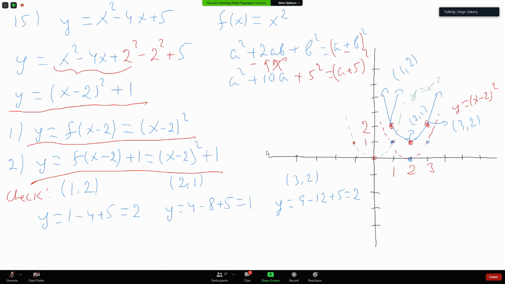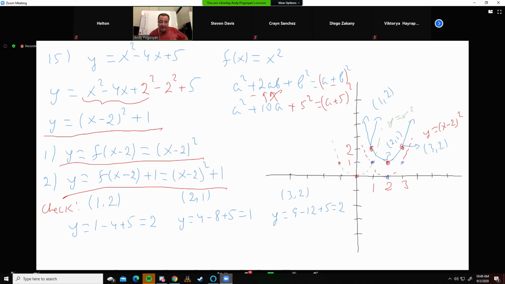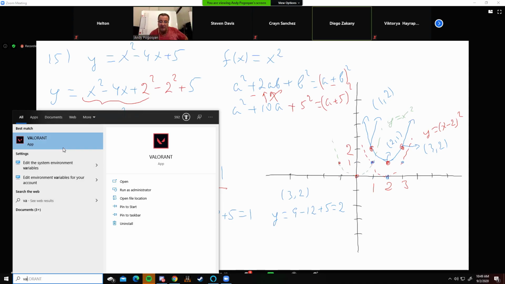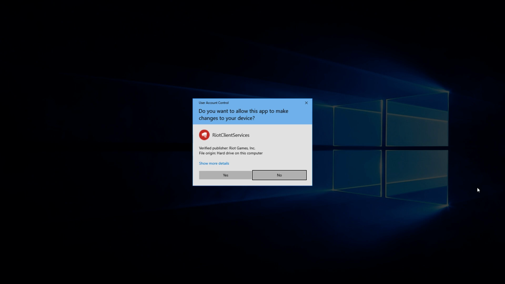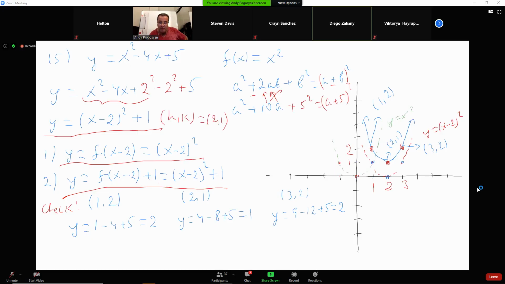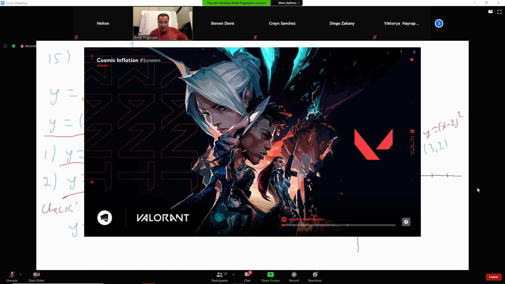Oh, that part's checking. So which one is the vertex? The last one? Oh wait, the vertex is 2, 1. Oh, so h, k is the vertex. Correct. Yes. So if you have it completed, h, k here is your 2, 1. All right. Thank you. No problem.